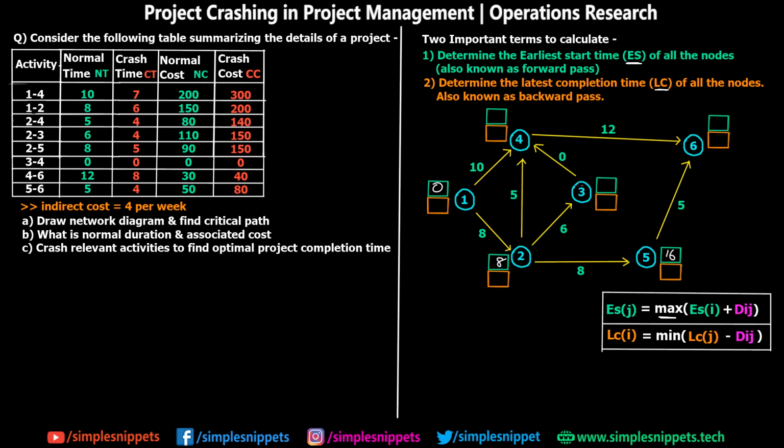Let's calculate ES for node number 3. When you come from 2 to 3, ES of I is 8. The distance between 2 and 3 is 6. So ES of I plus 6 is going to give you 14. That is ES of J. So now we know ES values of 1, 2 and 3.